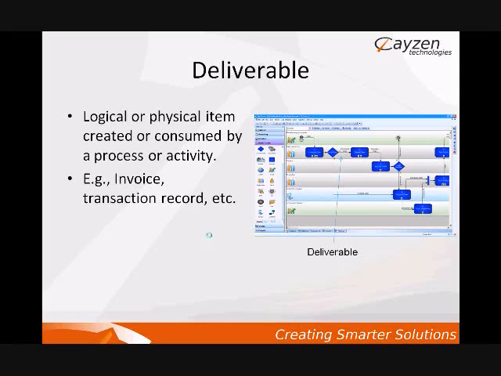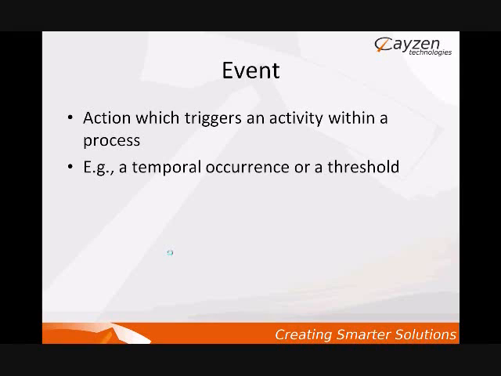Deliverables are logical or physical items created or consumed by a process or activity. Here you can see the deliverable line. So in this case, the decision point is creating a deliverable and sending it to this activity here, and it's listed here as an order. Now it can be, again, something physical like an invoice, or it could be a transaction record or something of that nature. An event is an action which triggers an activity within a process. So for instance, it could be a temporal occurrence, a certain amount of time has passed, or it could be a threshold level that's reached.